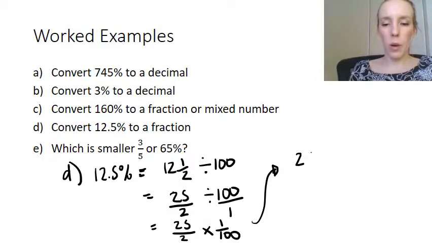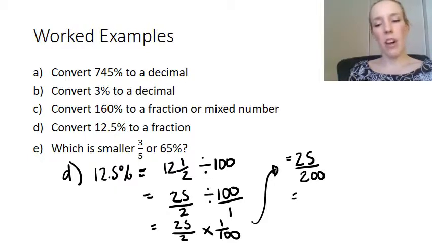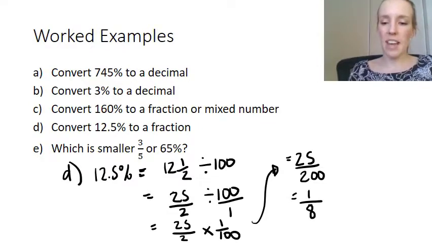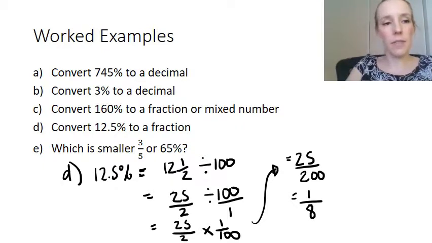25 times 1 is 25, 100 times 2 is 200, and then I can just simplify that fraction, so I can divide both by 25. So 25 divided by 25 is 1, 200 divided by 25 is 8, so it's 1/8. And you can use your calculator to check that answer, turn that into a decimal, and then turn it into a percentage, and you'll get that same answer.